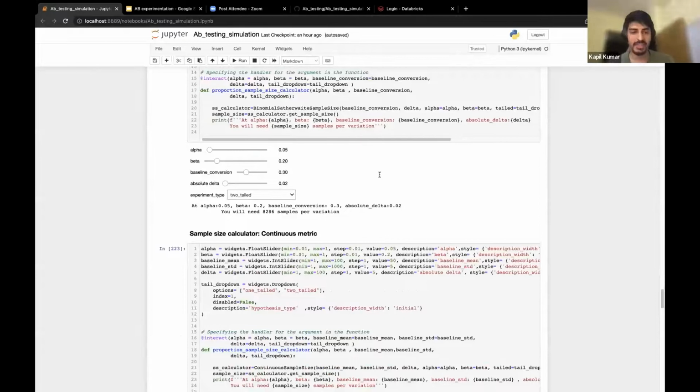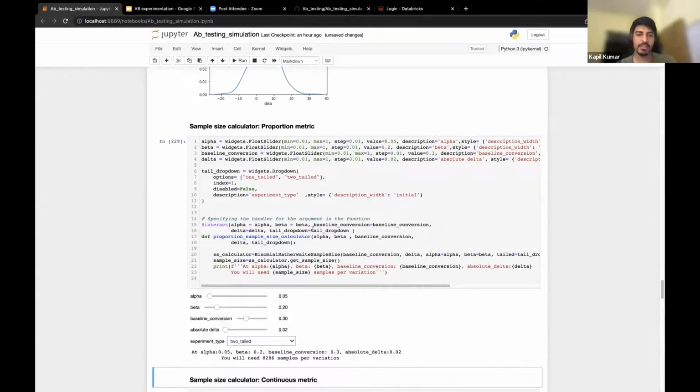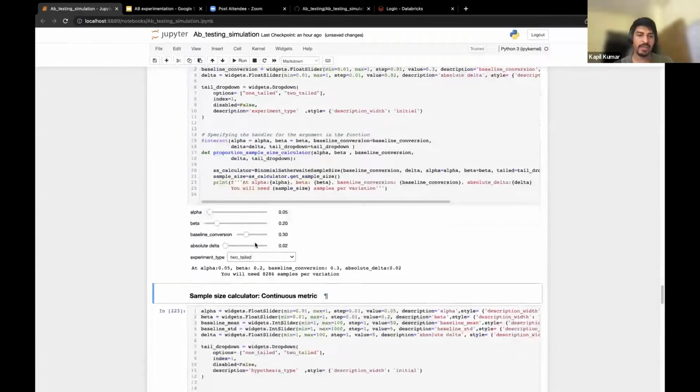So we have created a sample size calculator for both continuous and proportional metrics. In this case, we are only concerned about the proportional metric, basically the CTR metric. So if you look here, our alpha we have set to 0.05, beta, basically the false negative rate that we are able to accommodate, is 0.20. The baseline conversion that is currently there is 0.3, basically 30%. And the absolute delta that we want to measure is 0.02. The experiment type we have set to two-tail. So we get that we need 8,286 samples in this scenario.